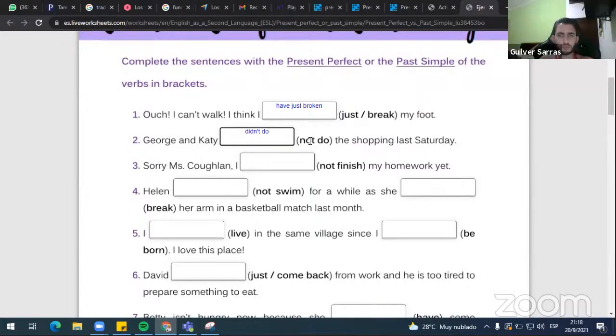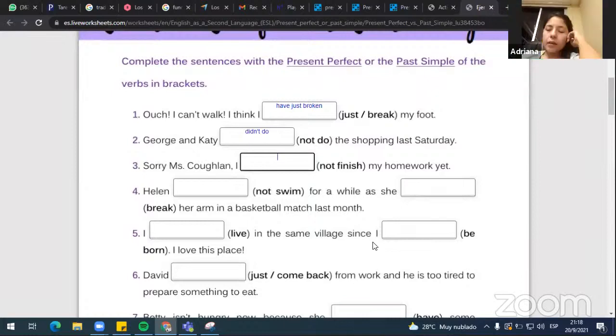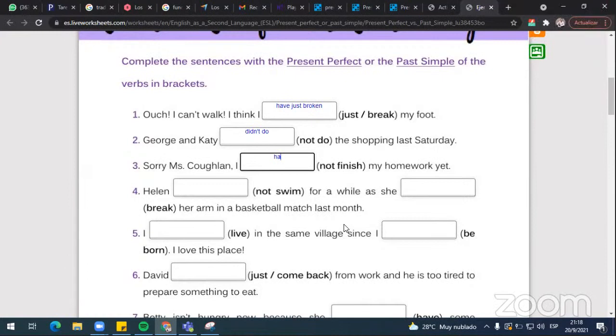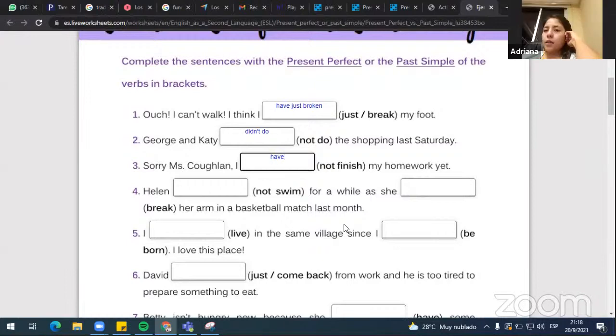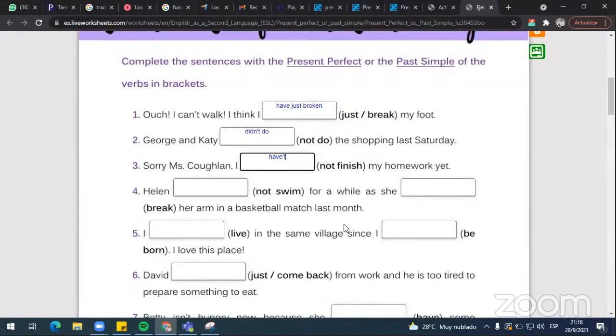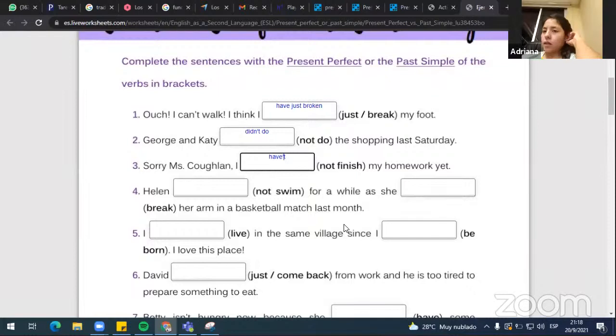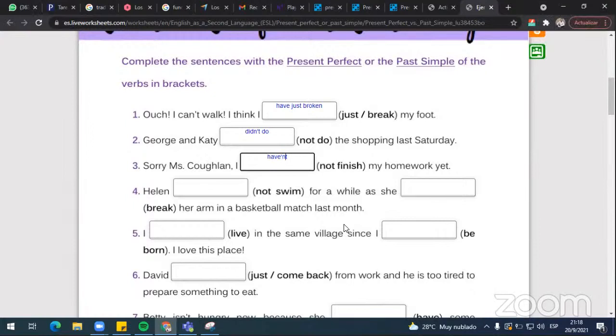Adriana? Sorry, Mrs. Gowland. I have not finished my homework yet. Excellent. Let's try to use contractions. I haven't. Excellent. Thank you, Gil. I haven't finished it. All right. See, it's not really that complicated. We just have to pay attention to what they are talking about. Okay, next one. Excellent. Okay.